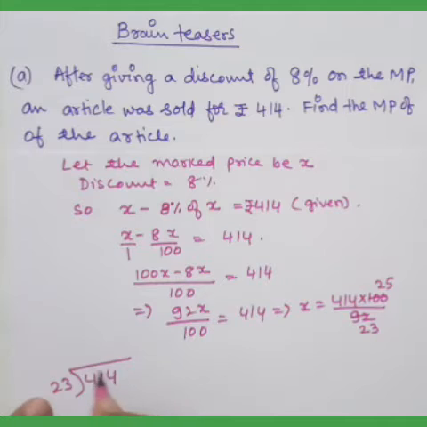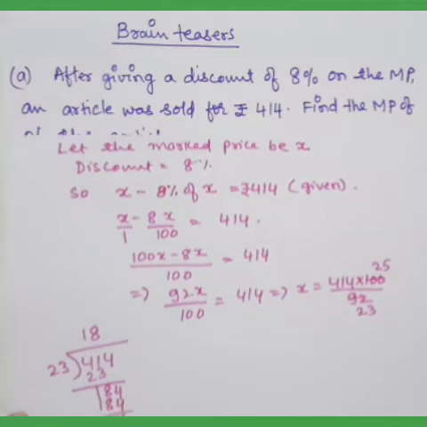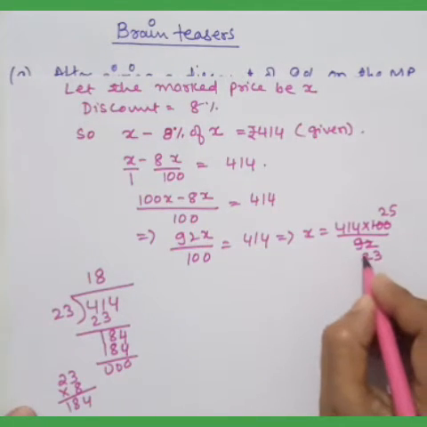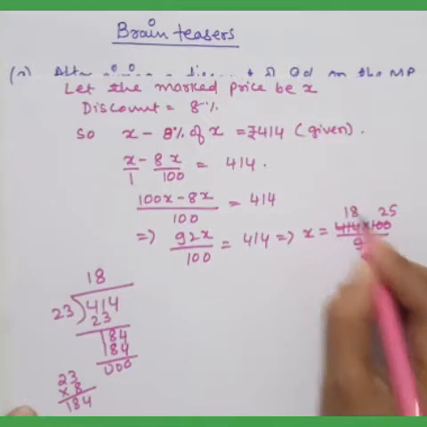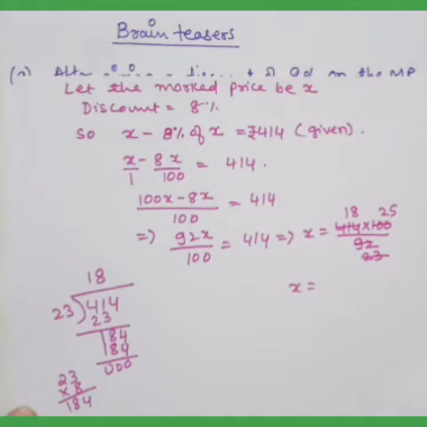Now 23 2s are 46, so it goes one time. 23 1s are 23. 11 minus 3 is 8. 3 minus 2 is 1 and 4. See, 8 times 3 8s are 24. So 23 into 8, let us see how much it is. 8 3s are 24, 2, 16 and 2, 18. Yes, 23 8s are 184. So, what is your value? 23 18s are 414. So, X will be equal to how much?